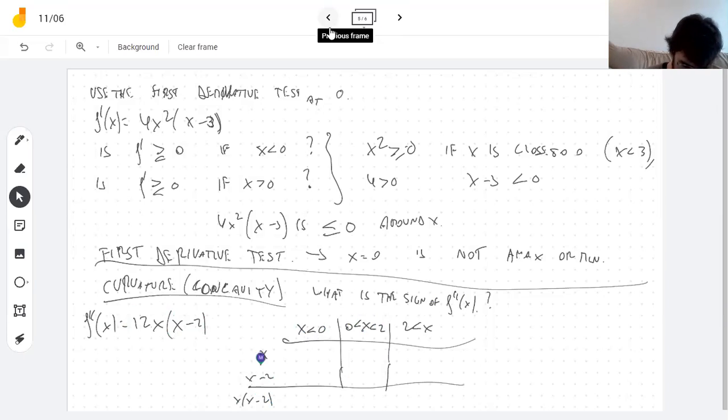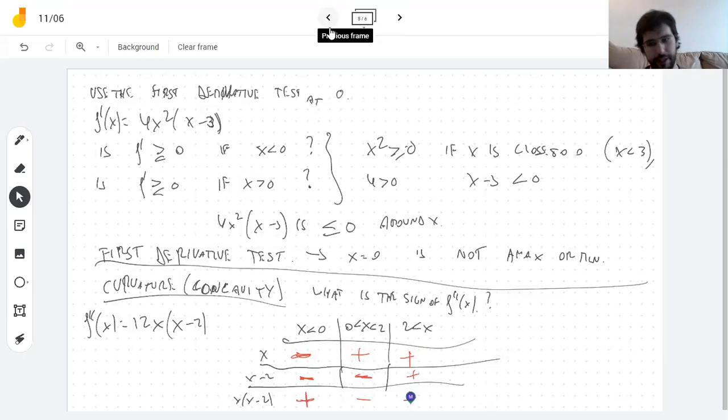So if x is smaller, x changes signs at 0 from negative to positive, and x minus 2 changes signs at 2 from negative to positive. So multiplying them together, well, this is a parabola. This is negative, positive, negative, positive. So I now know a whole bunch of things.